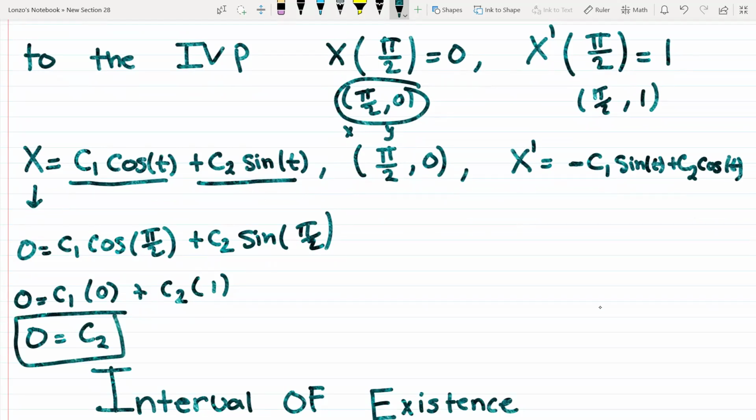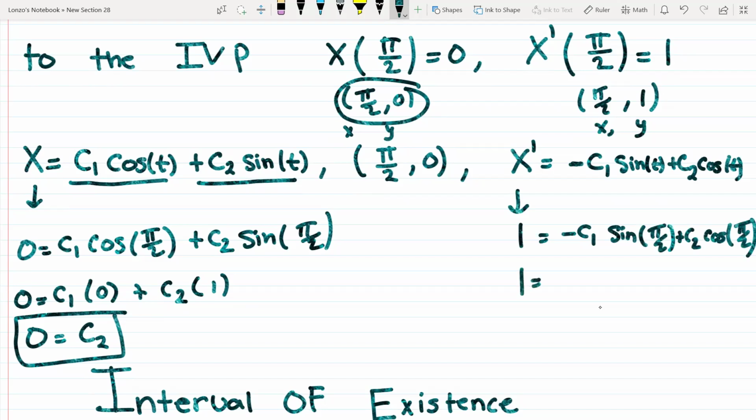Okay, then I'm going to use my x prime and plug in this value. Pi half is your x, 1 is like your y. So replace x prime with 1, and then it's negative c1 times sine of pi halves. What is the sine of pi half? It's positive 1, so that's negative c1. What is the cosine of pi halves? It's 0. So 1 equals negative c1, this cancels, so divide both sides by negative 1. So c1 equals negative 1.